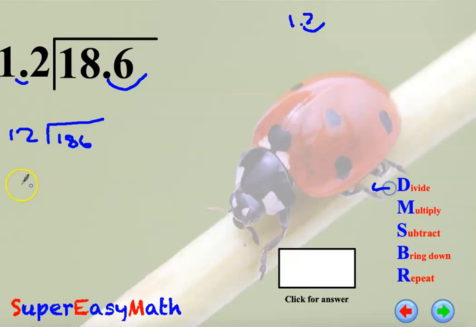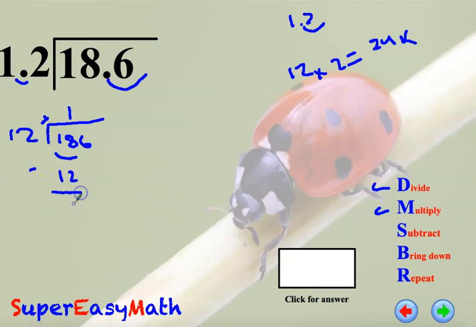So divide. How many 12 we have in 18? We have 1, because 12 multiplied by 2 equal to 24, which is greater than 18, so not accepted. Then multiply. So 12 times 1 equal to 12. Subtract 18 minus 12 equal to 6. Bring down the other digit.